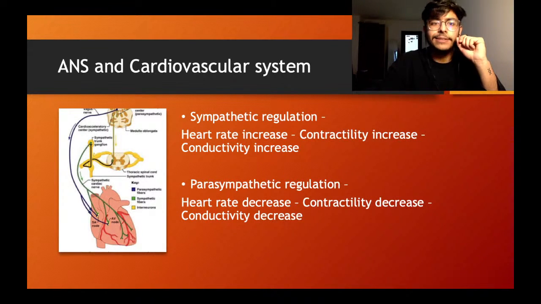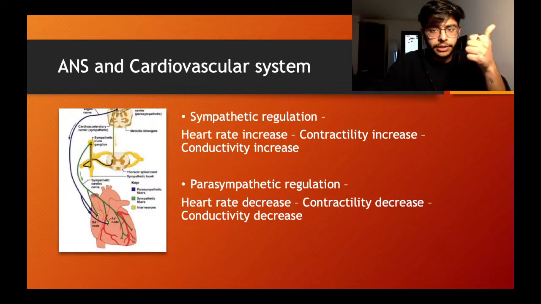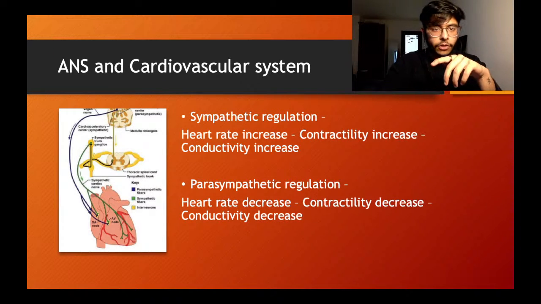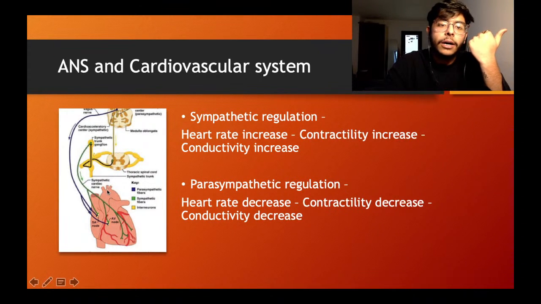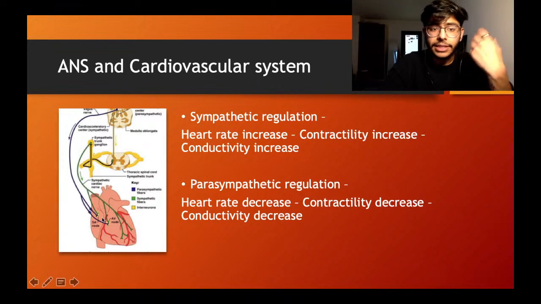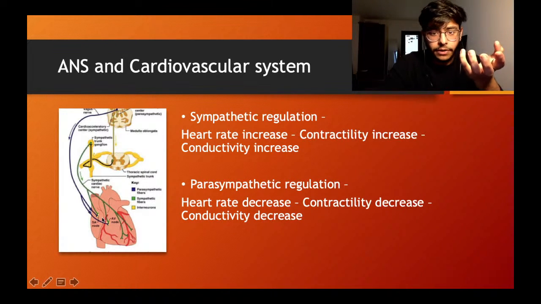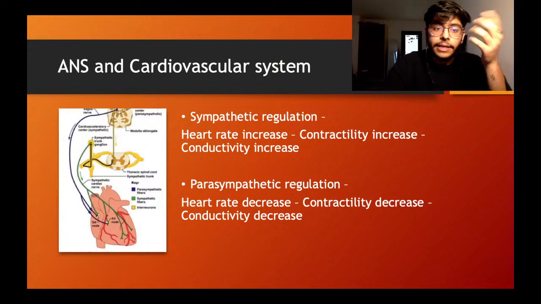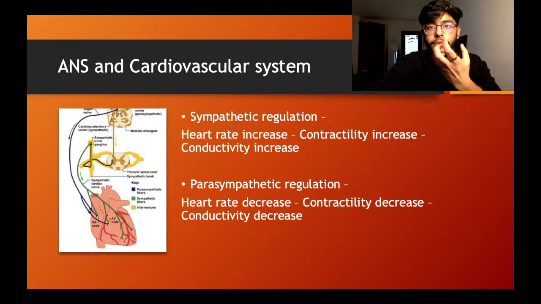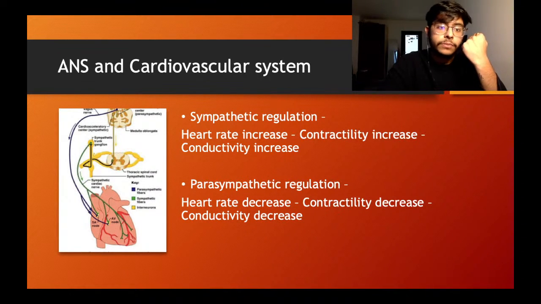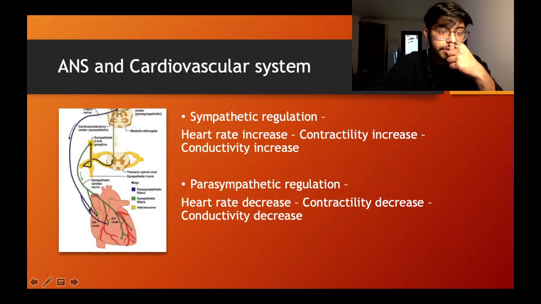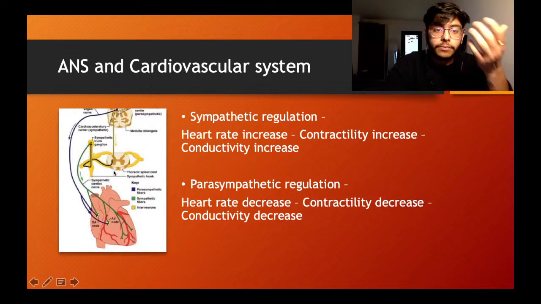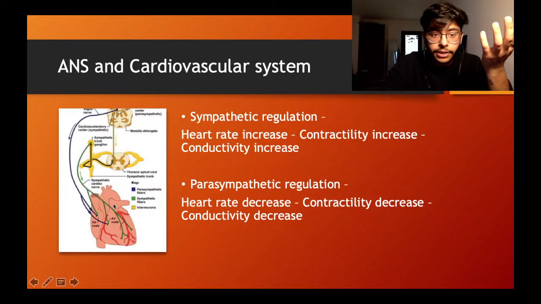ANS in the cardiovascular system. Sympathetic: heart rate increase, contractility increase, conductivity increase. Parasympathetic: exact opposite. How? There is an SA node and AV node, the electrical activity and pacemaker of the heart, which maintain the electrical discharge that leads to contraction. So it's innervated both by the vagus nerve as the parasympathetic division and by the sympathetic trunk as sympathetic innervation.